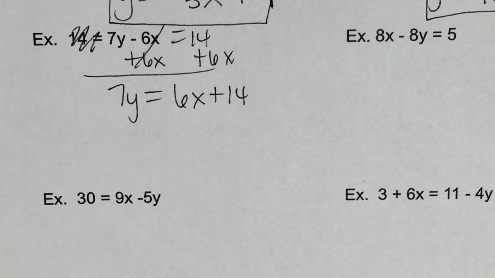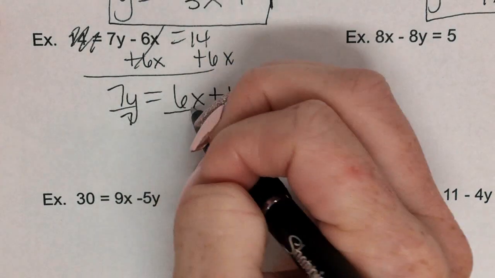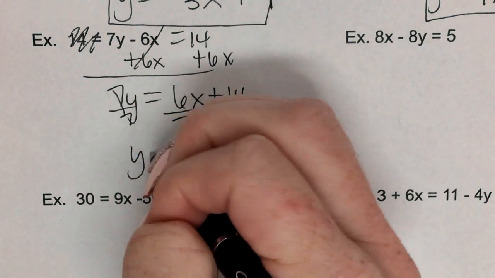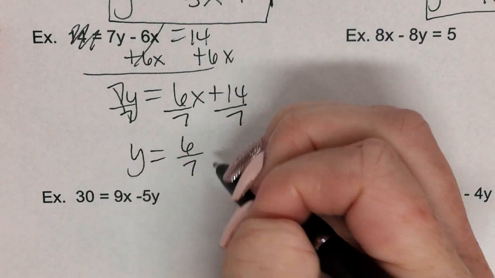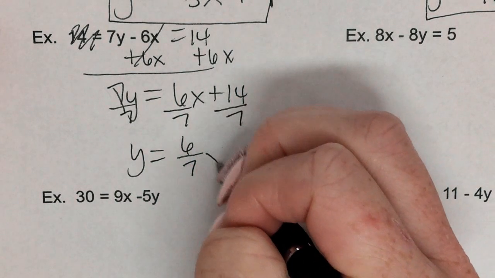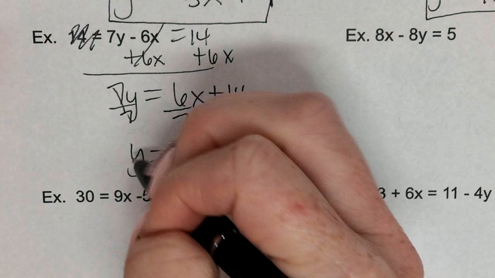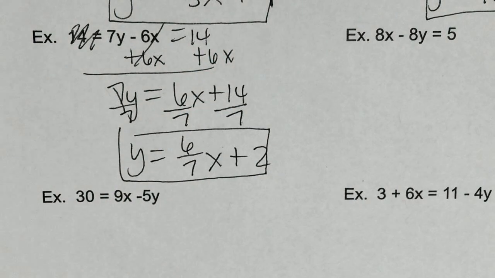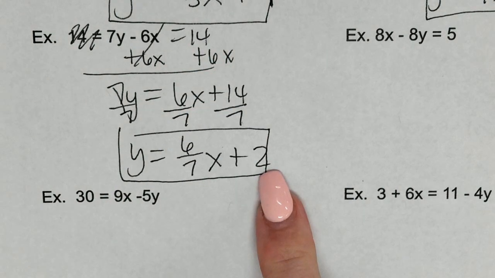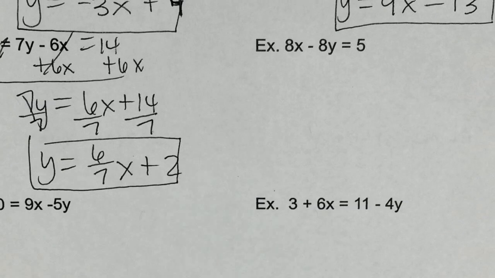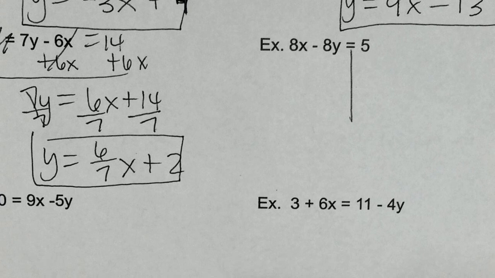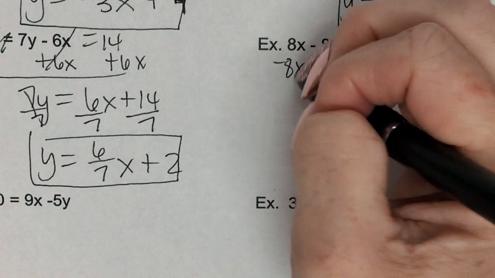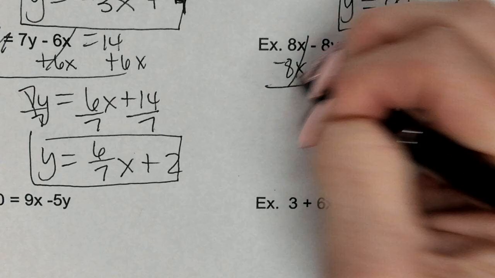Yes? Divide everything by 7. Can 6/7 simplify? No, so I leave it 6/7. Where will the x go? Out to the side, plus 2. So my rise is 6, my run is 7, and my y-intercept is 2. All right, try the next one on your own. Check your first step if you need to.